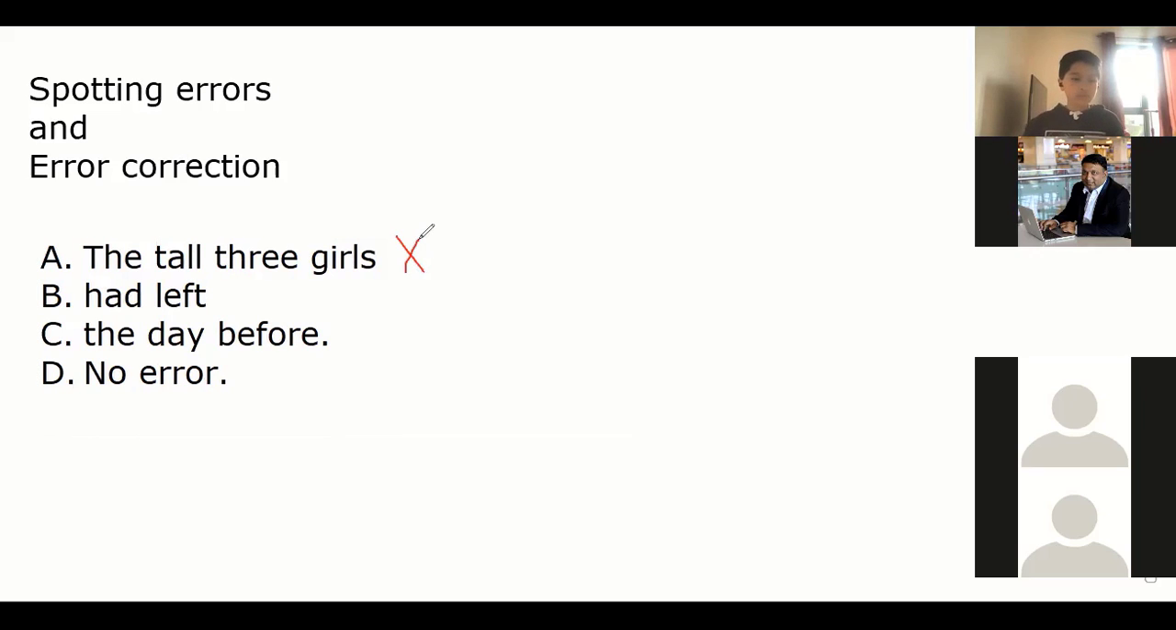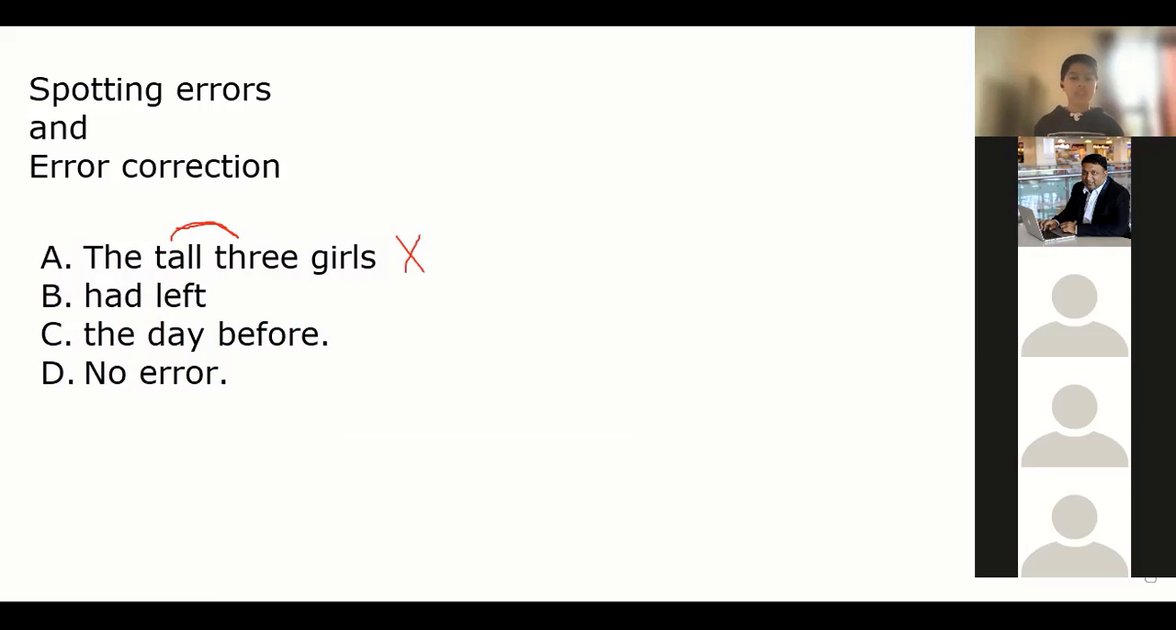You are right. This is the problem. We don't say tall three. No. We say the three tall girls. Your count will come first and then the size. The three tall girls. Can everybody agree on this? The reason? It's about order of adjectives. That was the error. Error A was the part which was error.